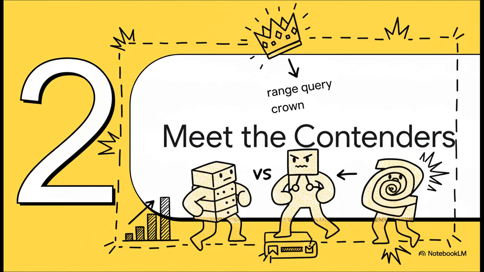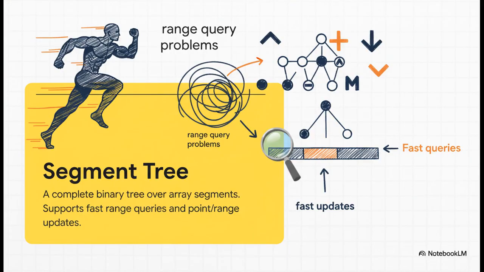All right, so to solve this exact problem, three powerhouse data structures are stepping into the ring. Each one has its own unique strengths, its own weaknesses. So let's meet our contenders for the range query crown. First up in the ring is the segment tree. You can think of this one as the flexible all-rounder, kind of like the decathlete of data structures. It's a complete binary tree, and it's fantastic at handling all sorts of operations. Sum, min, max, you name it. But here's its real superpower. It can handle both fast queries and fast updates to individual elements.